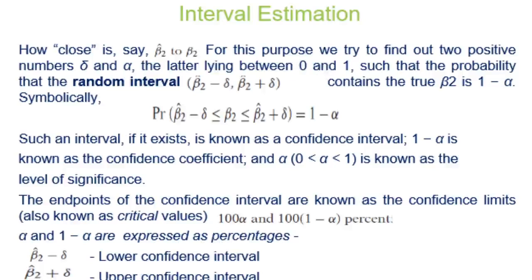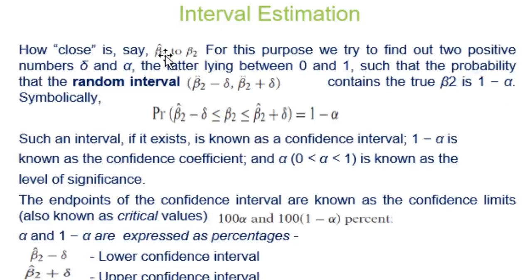For this purpose, we try to find two positive numbers, delta and alpha, where alpha lies between 0 and 1, such that the probability that the random interval beta 2 cap minus delta and beta 2 cap plus delta contains the true beta 2 is 1 minus alpha. This is the constructed interval.